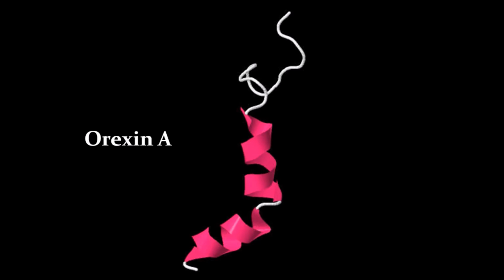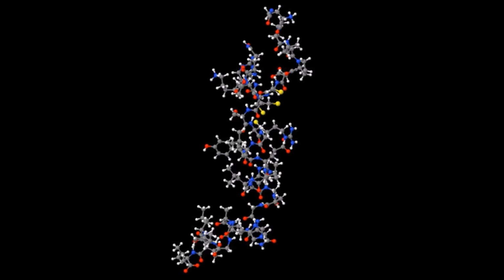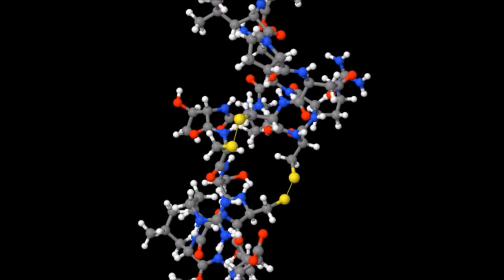Like orexin B, it also consists of two short alpha helices. In addition, orexin A contains 4 sulfur-containing cysteine residues that form 2 disulfide bridges. One bridge occurs between cysteine 12 and cysteine 6, and the other occurs between cysteine 14 and cysteine 7.